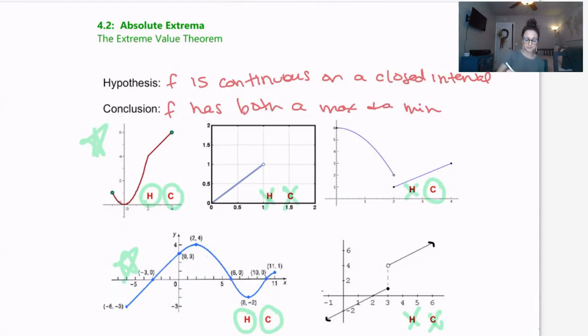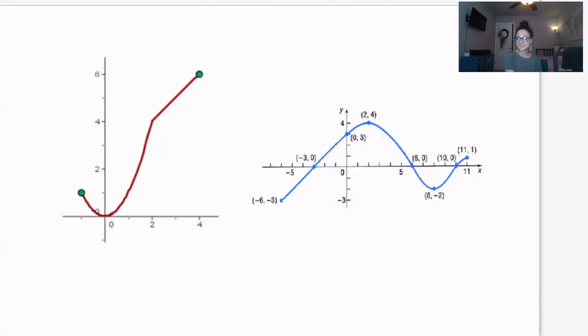For example, if I take a look at this one here, the hypothesis was broken. It was not continuous. The conclusion was still met because I do have an absolute lowest and an absolute highest value, okay? But we're going to be looking at the scenario where the hypothesis is met, so I'm looking at continuous functions on closed intervals. So let's take a closer look at the two graphs from earlier where the hypothesis was met. And now let's look at our absolute lowest and absolute highest, or absolute extrema, okay?